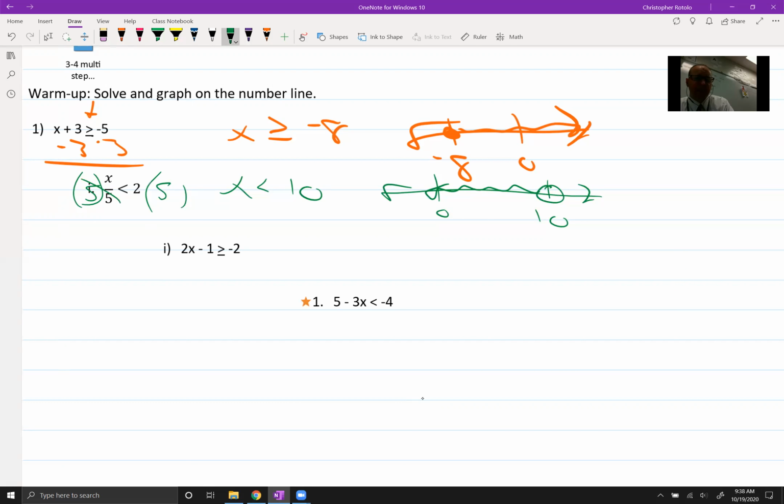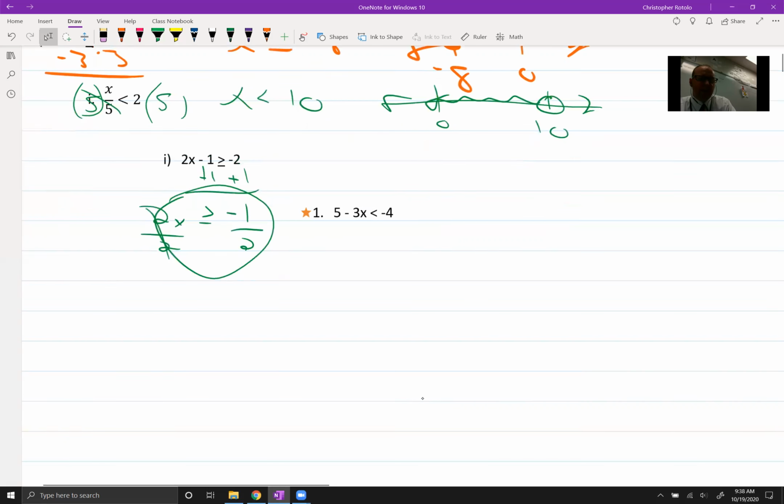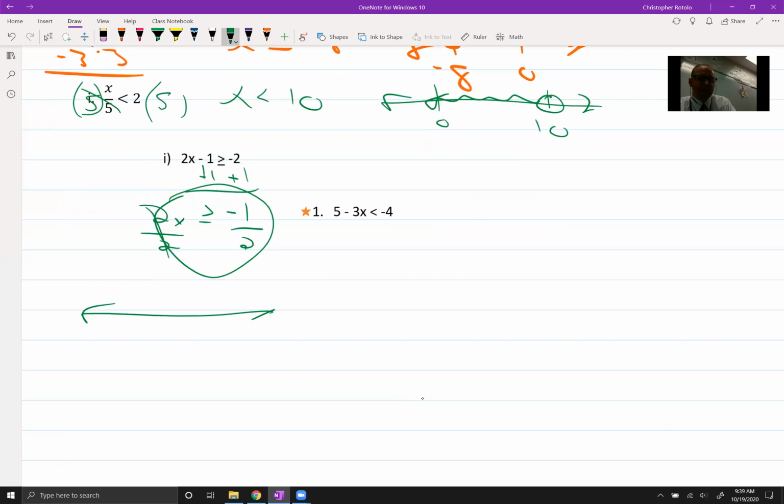So we're going to focus today on the next two types of problems. So I get 2x here, we're going to add 1. All right, so 2x is greater than or equal to -1, and then divide by 2, and we'll leave it just that way. All right, so where would I find -1/2 on the number line?